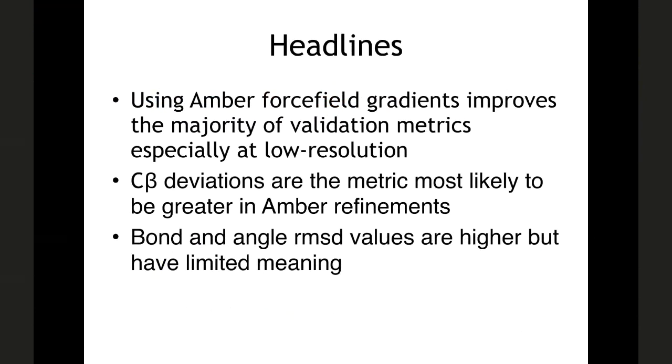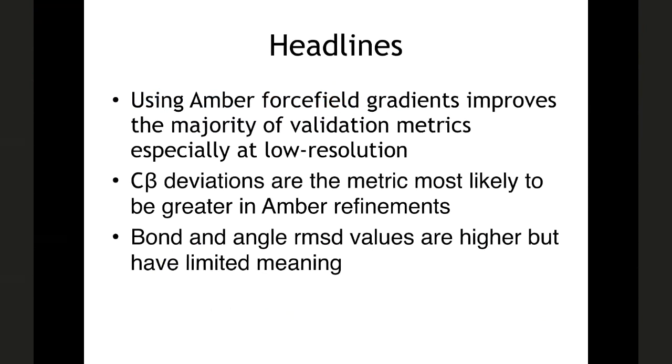C-beta deviations, on the other hand, are usually larger when you're doing Amber, and that headline is a little bit of a teaser because it's not clear why that would be the case. You would think that all validation metrics would go in the same direction, and this teaser will be answered later as well.